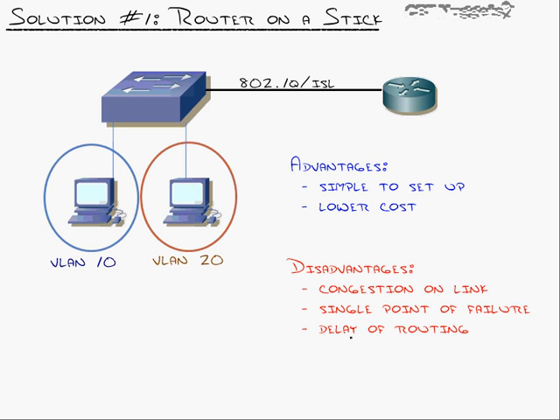Finally, the delay of routing. And this is something we're going to discover when we look at solution number 2. Routers, compared to switches, are very slow. Even though it feels fast as we're going through the router, surfing the internet, and that sort of thing, it just can't hold a candle to a switch, which does all of its movement of packets through the hardware. So comparatively speaking, a router on a stick is the slower solution.